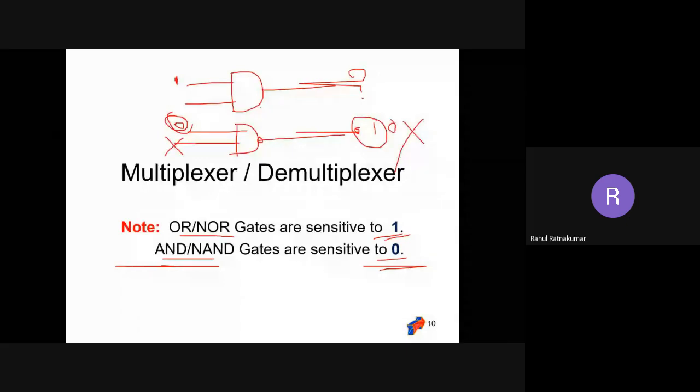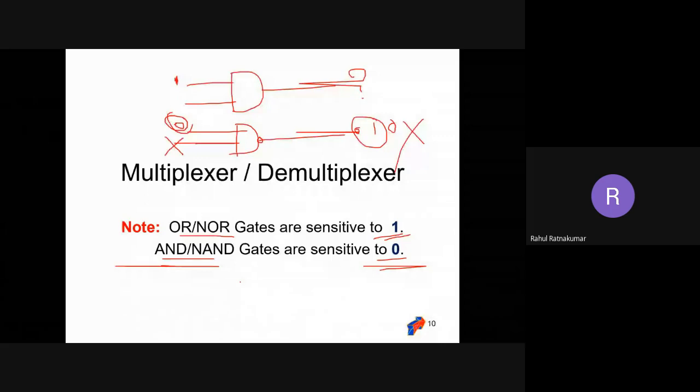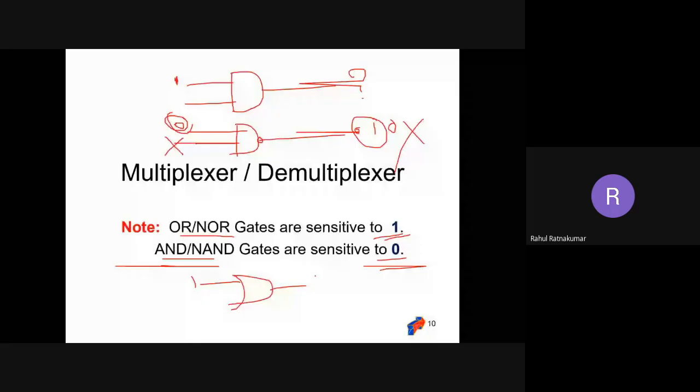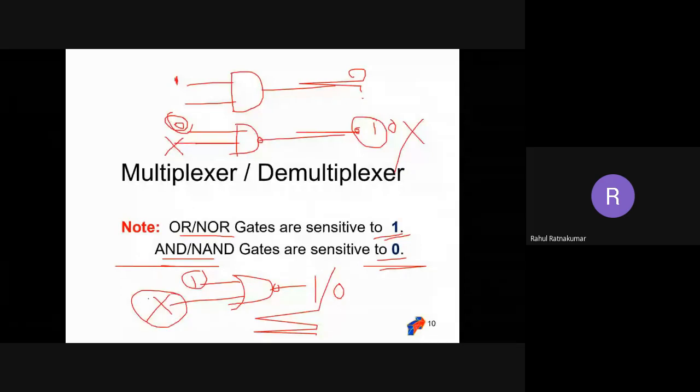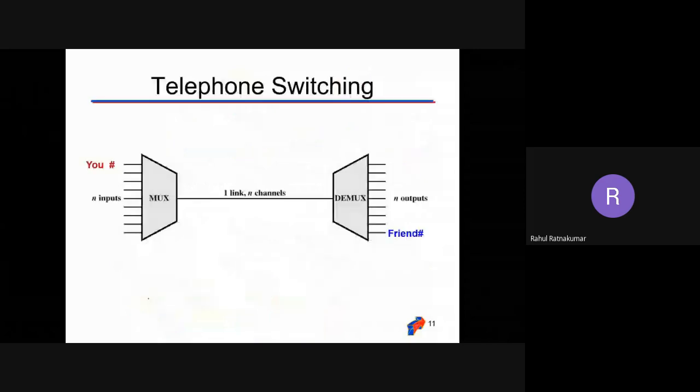Similar to that is the case of the OR gate. If one input of an OR gate is 1, the output is going to be 1. I don't care what the other input is, whether it is A, B, X, Y, whatever. So it is more sensitive to 1. And the same in the case of a NOR gate. If one input is high, I'm very sure the output is going to be 0 in case of NOR gate. So I don't care about the other input. So this is more sensitive to 1 in case of OR gate and NOR gate, and AND gate and NAND gate are more sensitive to 0. That's it. Just simple things.